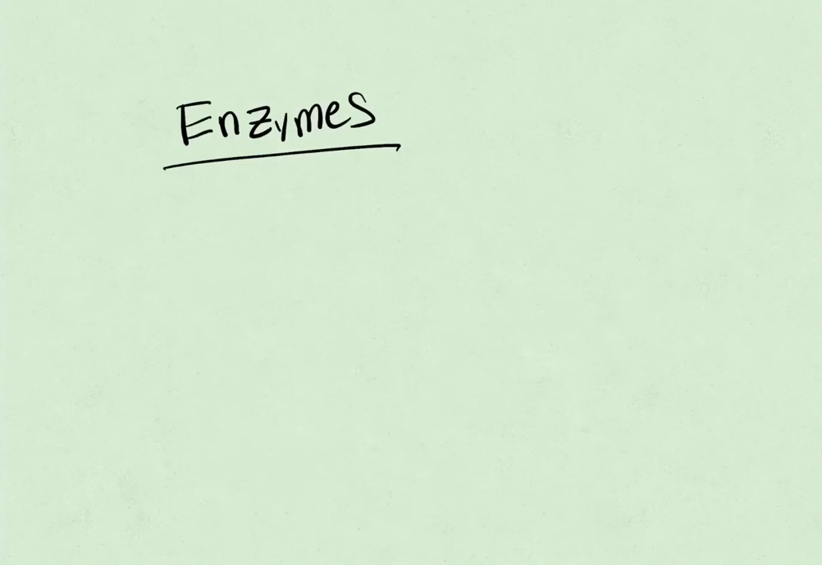Let's talk about enzymes and what they are. Enzymes are a type of protein which help speed up reactions. So they're a type of biological catalyst. Okay. And this basically speeds up a reaction.